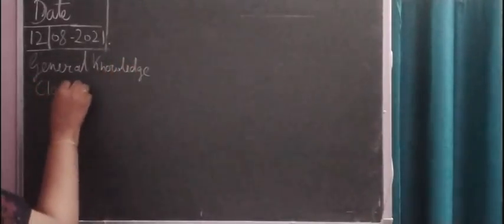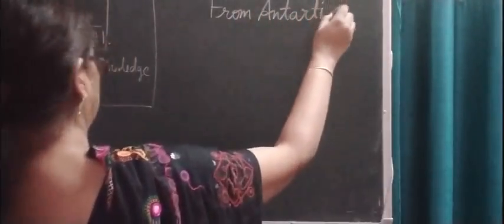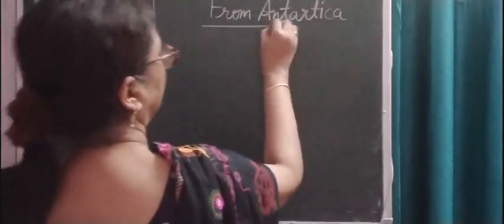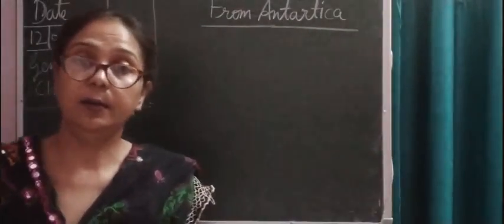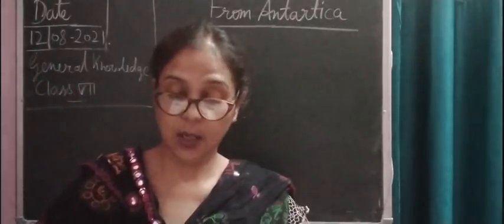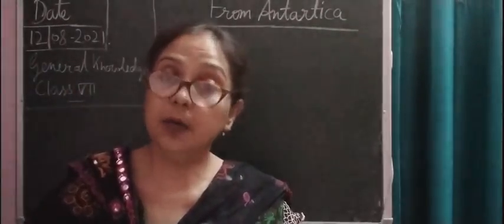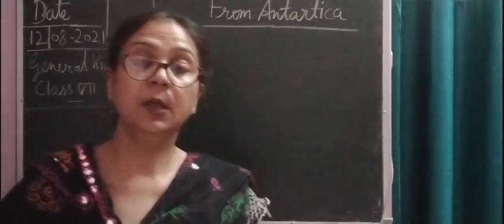Class 7. And today's topic is from Antarctica. From Antarctica, children, we are going to learn about Antarctica, its vegetation, its animals, its birds, which kind of birds we can see in Antarctica and in this region here.